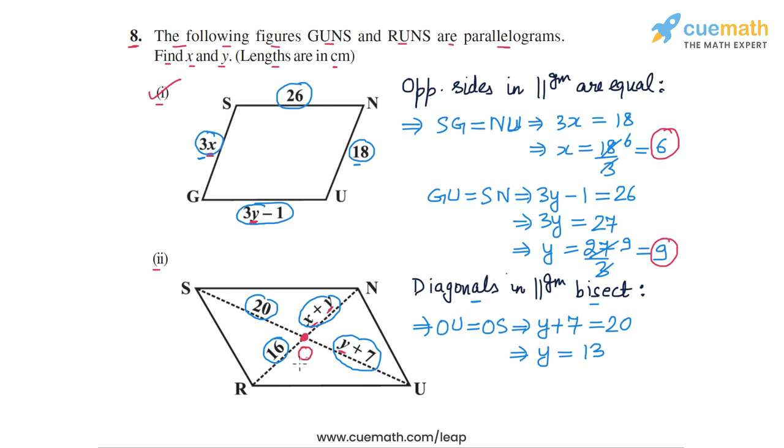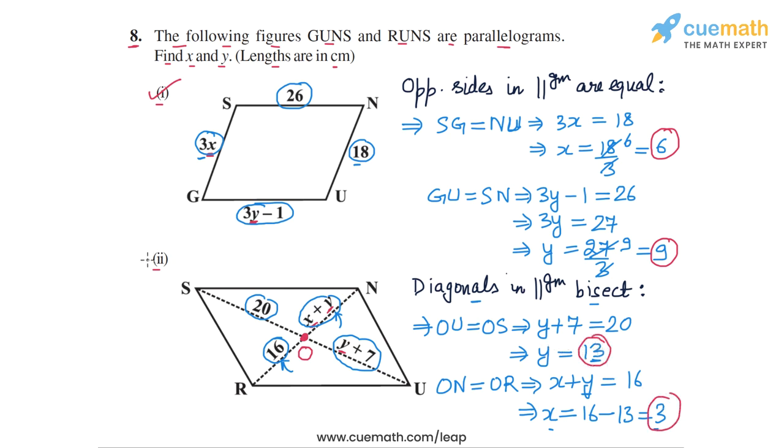Now let's apply this fact that the diagonals bisect each other to the other diagonal RN, and that will mean that ON is equal to OR, right? ON, this part of the diagonal, is equal to OR, which is this part of the diagonal, and ON is x plus y, and OR is 16. So x plus y is equal to 16. So from here we can find the value of x, because x will be equal to 16 minus y, and y is 13. We have calculated it. So 16 minus 13, or 3. So x will have the value of 3. So for part 2, the value of x is 3 and the value of y is 13. And this completes part 2, and with this we have completed question number 8.